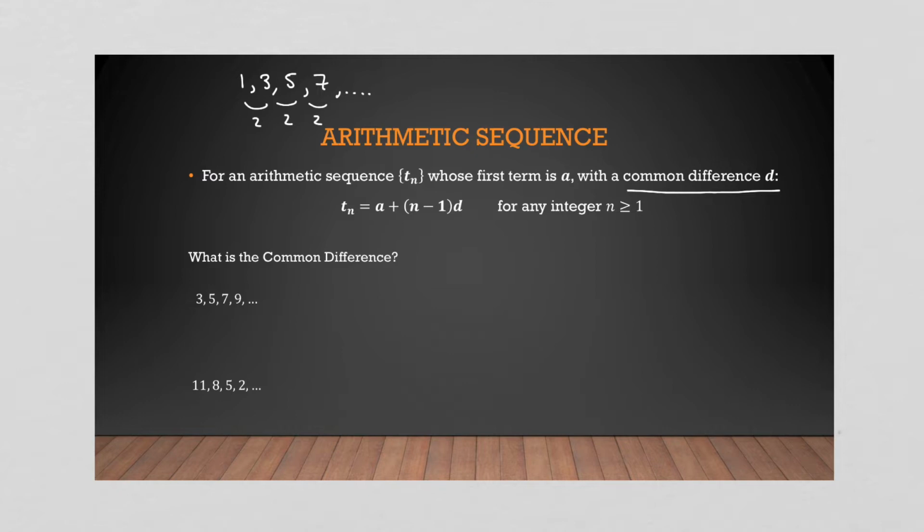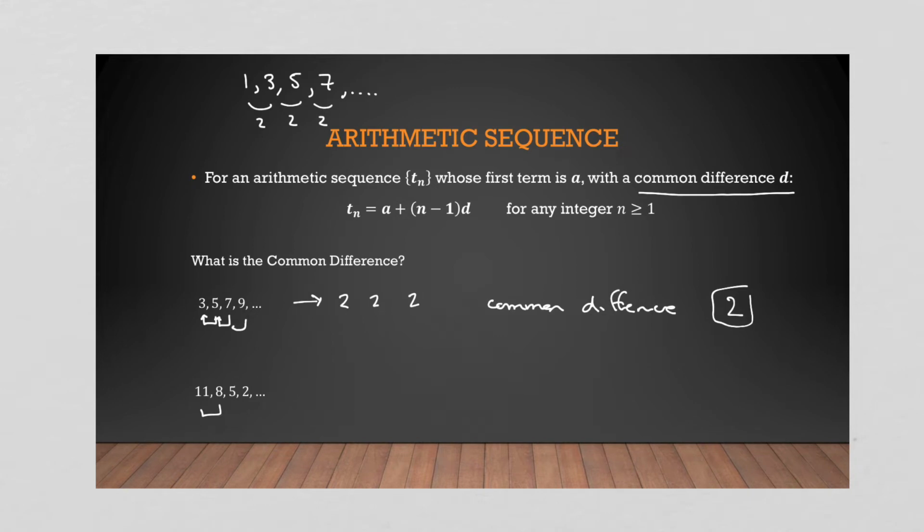So let's look at these 2 different sequences on the bottom. Well, 5 minus 3 is 2. 7 minus 5 is 2. 9 minus 7 is 2. Okay, we have a common difference because that's the same number, which means it's common, and it is difference because we subtracted. So we have a common difference of 2. Now your difference doesn't have to be positive because in this case, if we go 8 minus 11, we get negative 3. If we go 5 minus 8, we get negative 3. If we go 2 minus 5, we get negative 3.